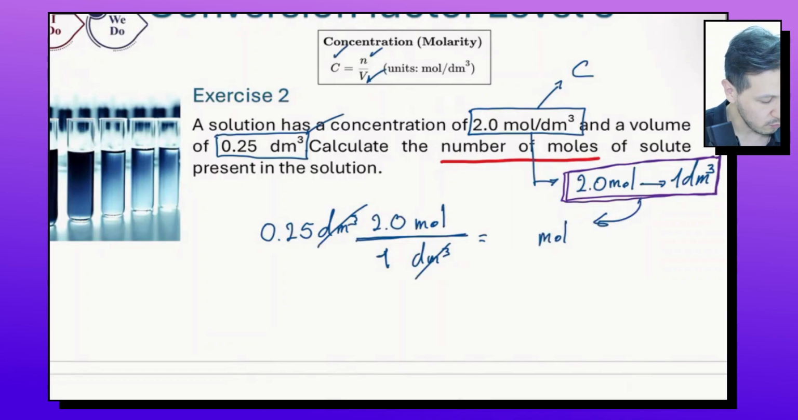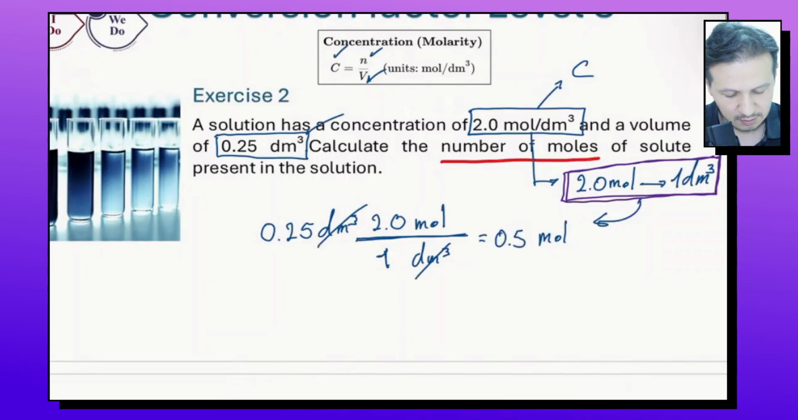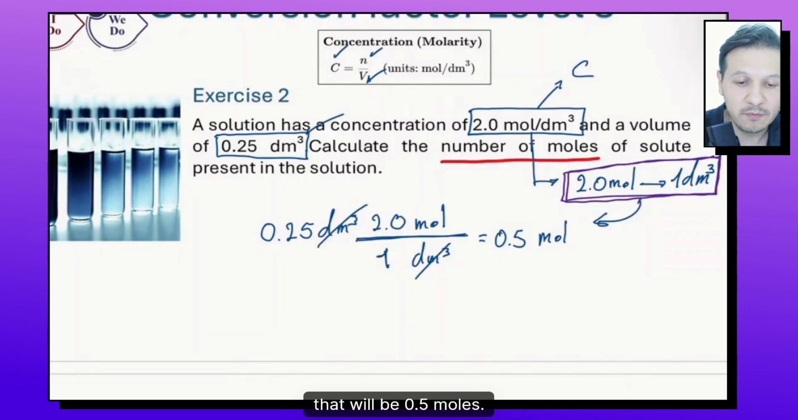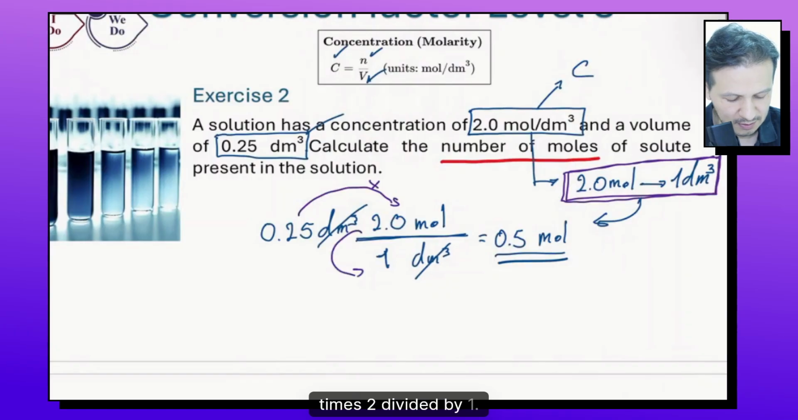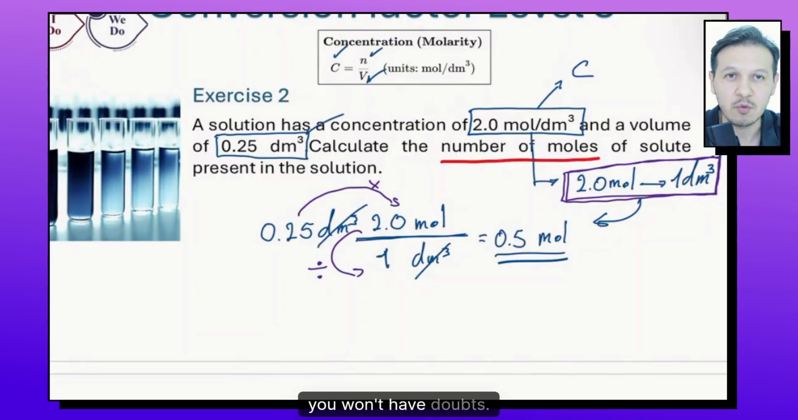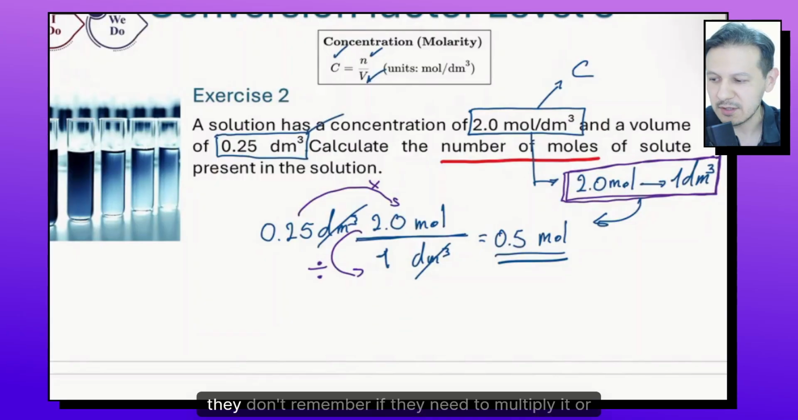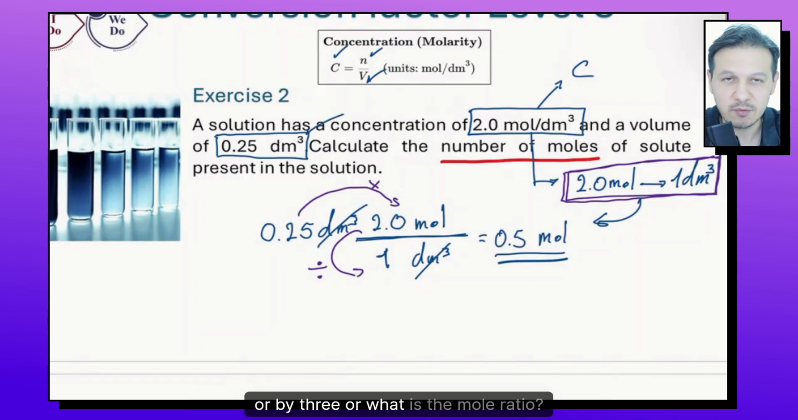0.25 times 2, well, we don't need the calculator for this one, that will be 0.5 moles. Remember, 0.25 times 2 divided by 1. Sometimes it's that easy, only times 2 divided by 1, but knowing the conversion factor, you won't have doubts. Sometimes my students don't remember if they need to multiply or divide by 2 or by 3, or what the mole ratio is, and they get stressed about this. But now, conversion factors is the way to go.